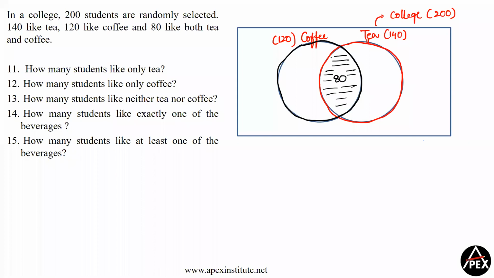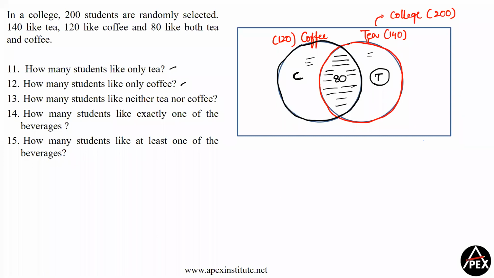Now I can divide this region of tea into two parts. One is 80 and let this be T. And coffee into two parts. So one is 80, this region, and the other region is this. So what does this T represent? Students who like only tea, because the students in this region like only tea, and the students in this region like only coffee. Now let us determine the value of T and C.